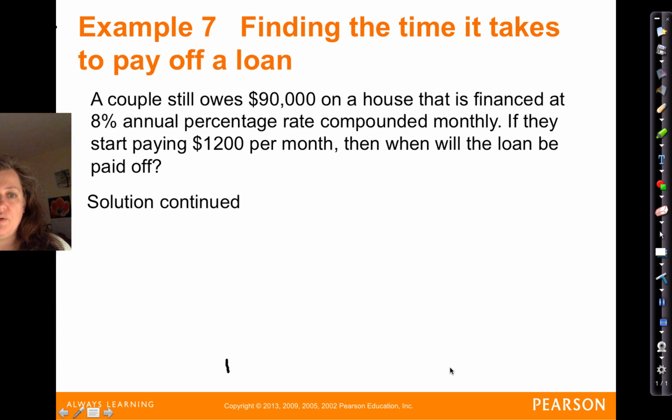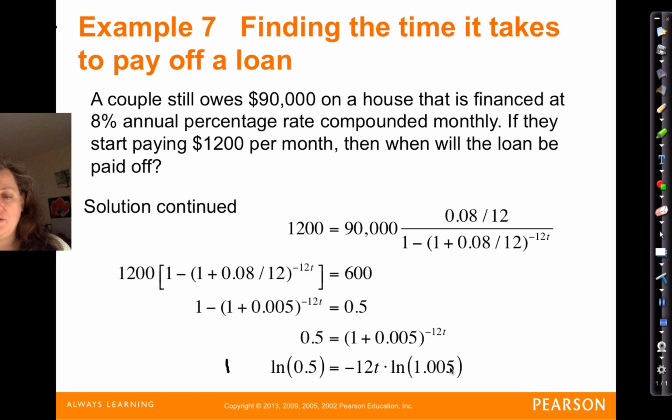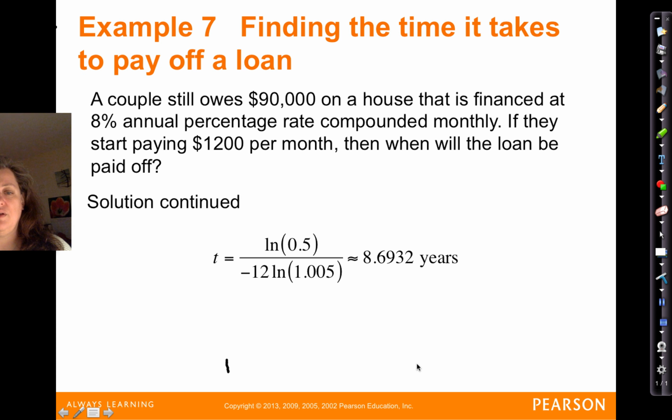Right, so okay, now if you plug this in, then minus 12t has to be the ratio of two natural logs. Okay, and then t has to be the ratio divided by minus 12. Okay, so if you compute, it ends up being about 8.6932 years.